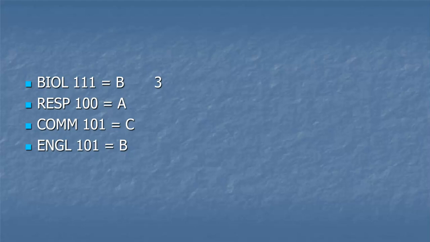So now we're going to take the number of credits. In Bio 111 you have 3 credits, and we're going to multiply that by the quality points. A B is worth 3 quality points, so the credits times the quality points gives us 9. 3 times 3 is 9. Respiratory 100 is worth 2 credits. You got an A, so that is worth 4 quality points. So 2 times 4 is 8.